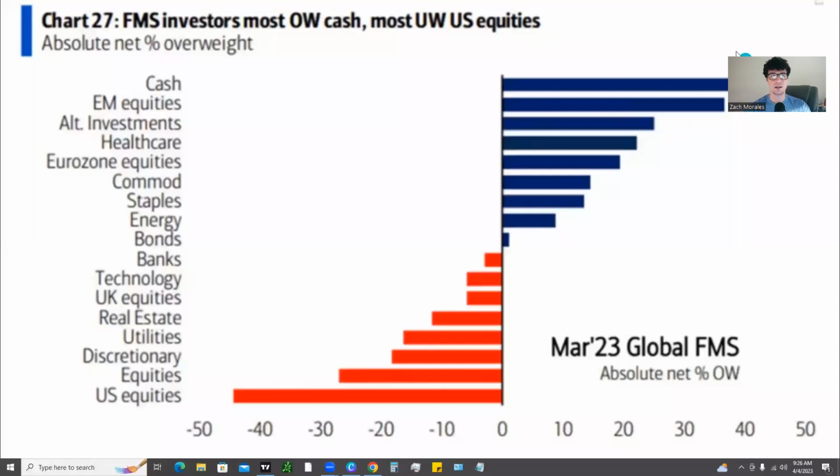And one thing that I want to really start off with showing you guys is take a look at how much people are overweight cash and underweight US equities. Hinting that a lot of this move to the upside, if you take a look at the volume, has been relatively low volume. The reason being is that most investors are overweight cash and underweight equities in the market.